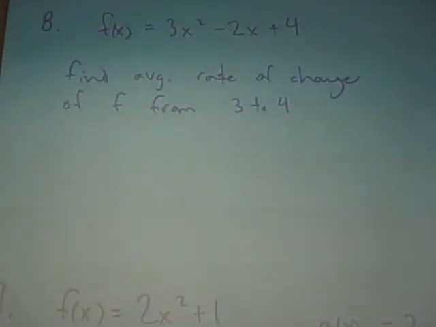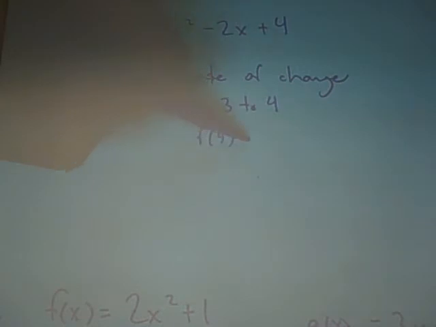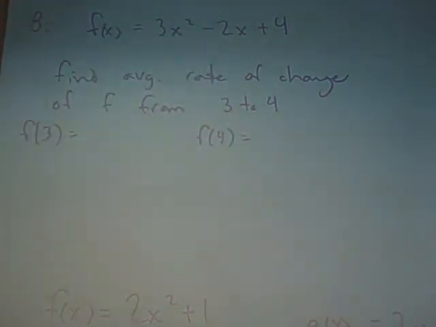Number 8, they give us a quadratic function, and we're supposed to find the average rate of change of f from 3 to 4. Okay, so we need to find f of 3 and f of 4. So f of 3, that means I just plug in 3. 3 squared is 9. 9 times 3 is 27. Minus 2 times 3 is 6, plus 4. So 27 minus 6 is 21, so this is 25.